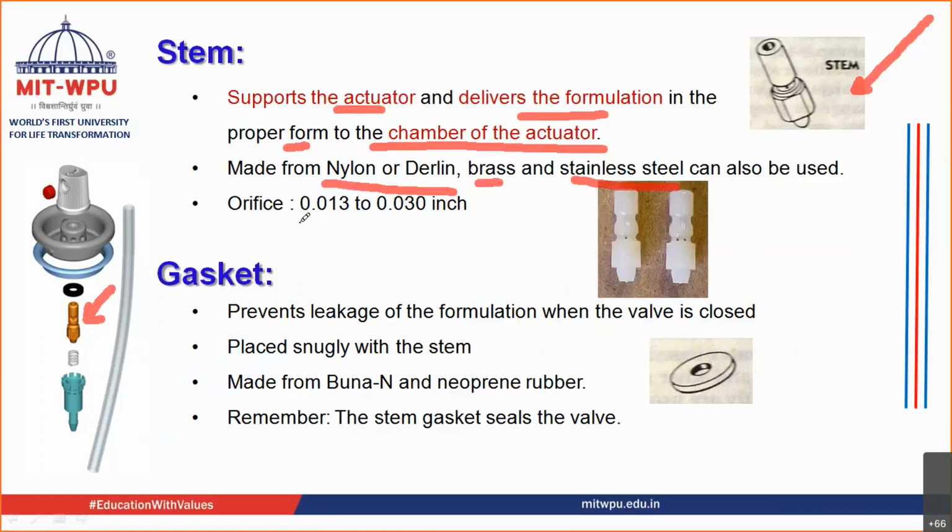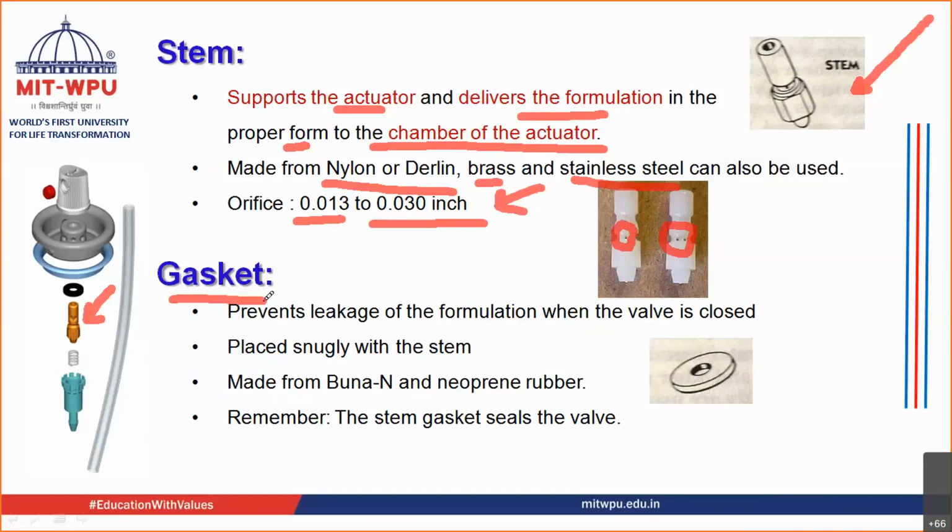Usually the orifice is 0.013 to 0.030 inch. So this is the orifice, if you see over here. Again, depending upon in what form the material is to be given, this orifice diameter is going to change. So it basically supports the actuator and delivers the formulation in the proper form to the chamber of the actuator. So that is the function of this stem.